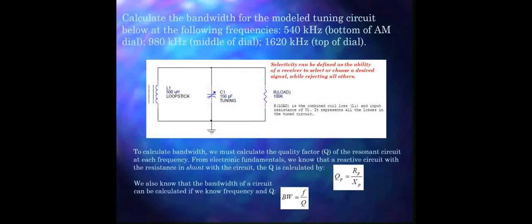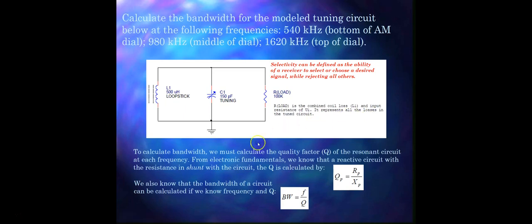So here in this slide, it says to calculate the bandwidth for the modeled tuning circuit below at the following frequencies: 540 kilohertz, the bottom of the AM dial, 980 kilohertz, the middle of the dial, and 1620 kilohertz, the top of the dial. So here you see the circuit, and this is your antenna and the tuning capacitor, and then the load is connected. It says the RL load is the combined coil loss L1 and the input resistance of U1, which we saw in the previous circuit. It represents all the losses in the tuned circuits.